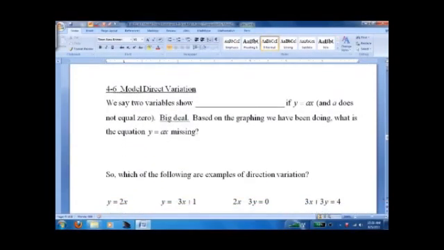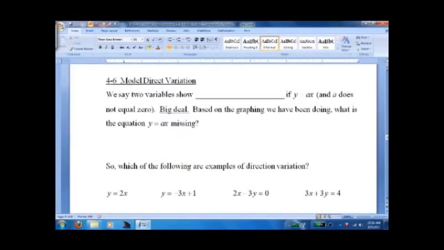This lesson is called Modeling Direct Variation. It ties in nicely with graphing because two things vary directly, and there's one aspect of the equation that you have to consider. So we'll talk about that more, but let's say two variables show direct variation if y equals a times x and a doesn't equal 0, which would be kind of pointless.